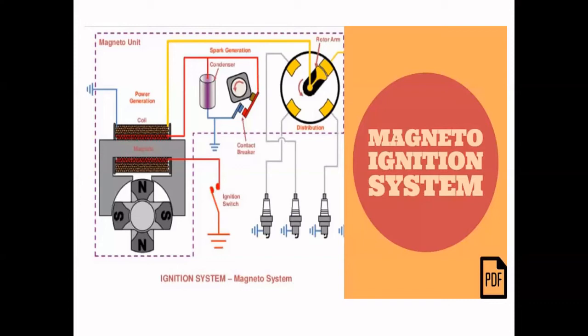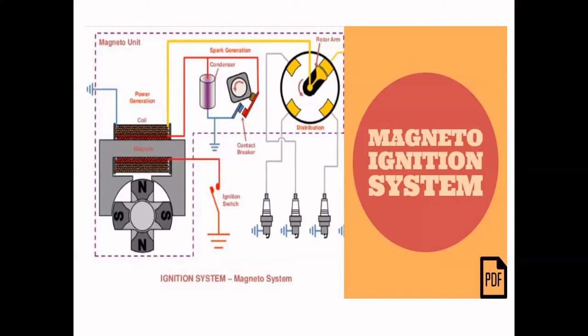Okay, this is another component, the distributor. And one more point, remember this distributor is a very important component. Whatever voltage is increased by the magneto, this higher current is supplied to different spark plugs according to the firing order.